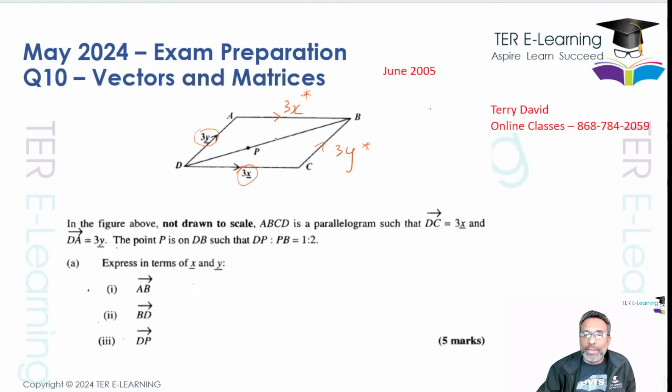It's a parallelogram. They're telling us that we have a point P here, and the point P is such that DP to PB is 1 to 2. So you have to ask yourself, how many parts? Let me ask you all a question. How many parts am I going to divide the line DB into?